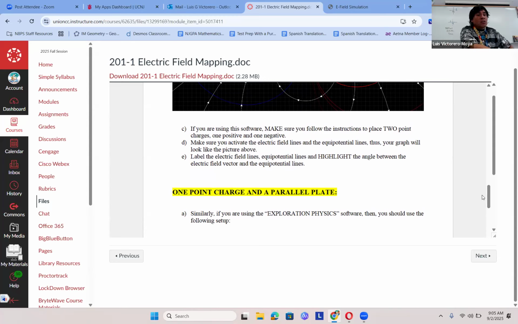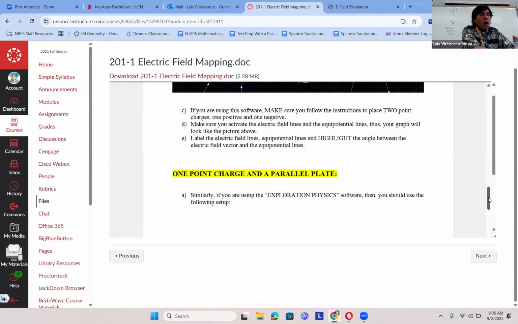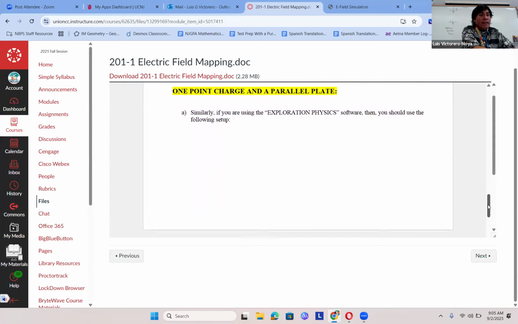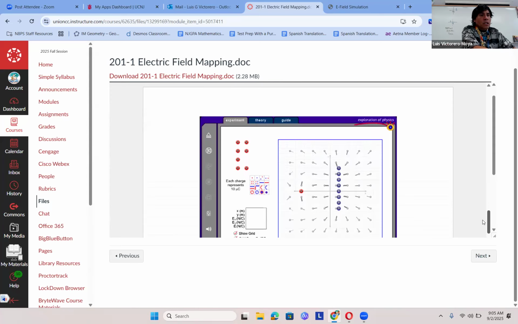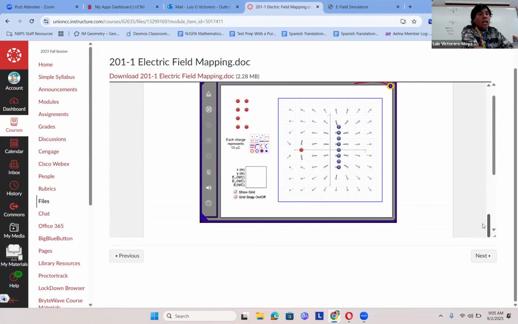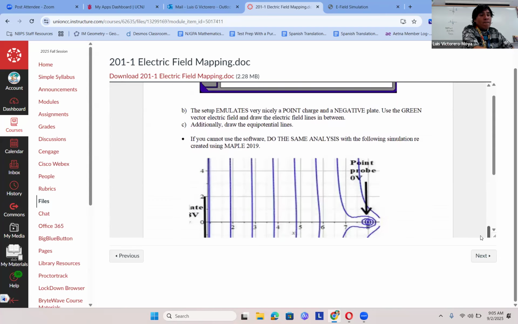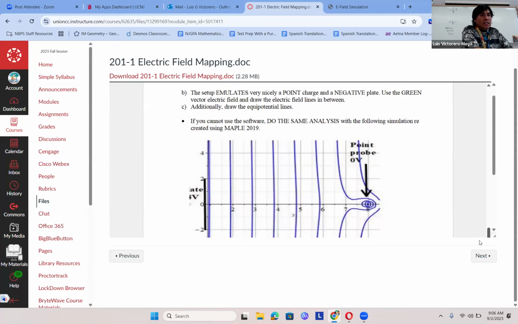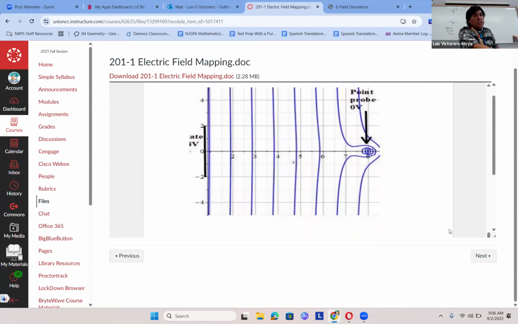Now, let's actually take a look at a different arrangement, like the one-point charge and the parallel plate. If you're using Exploration Physics, you can create a parallel plate like you see on my screen. You cannot do that, unfortunately, in the other software, but I'm giving you recreated data there. So let's take a look at the logic behind this.